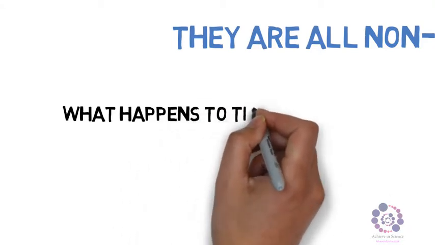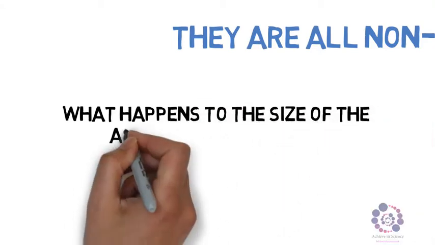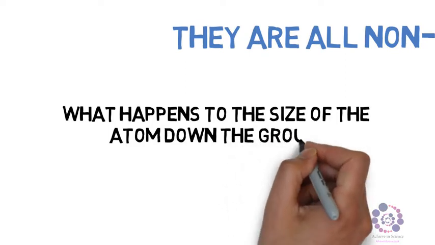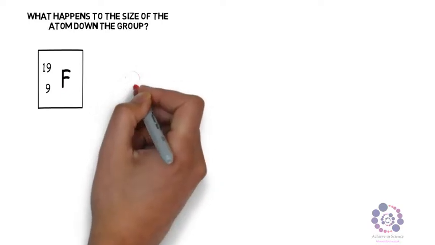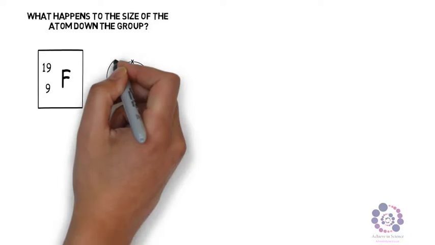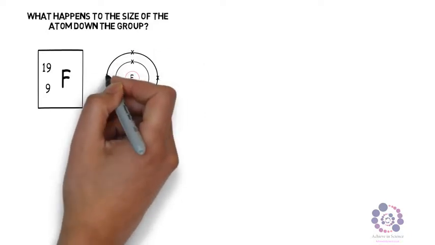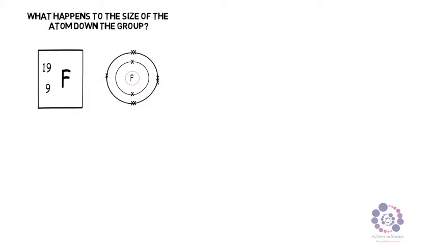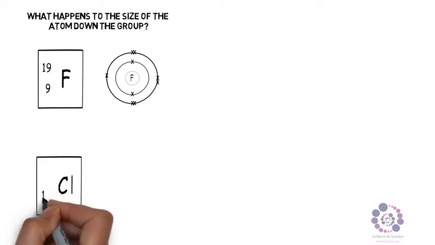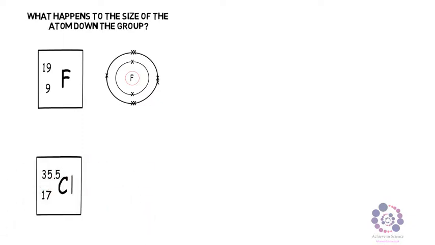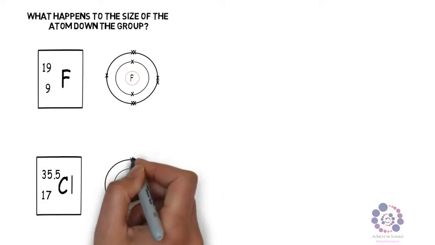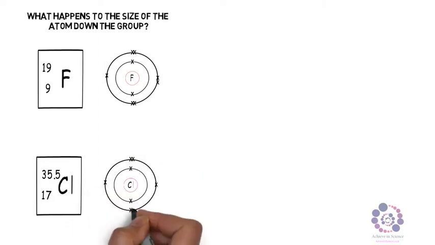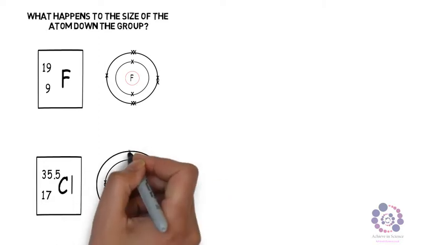So what happens to the size of the atom as we move down the group? Well, if we begin with fluorine, fluorine has the atomic number of 9 and the mass number of 19. This means that it has 9 electrons, 2 in its first shell and 7 in its second shell. As we move down the group, we then meet chlorine, which has an atomic number of 17 and a mass number of 35.5. This means it has 17 electrons, 2 in its first shell, 8 in its second shell, and 7 in its third shell.